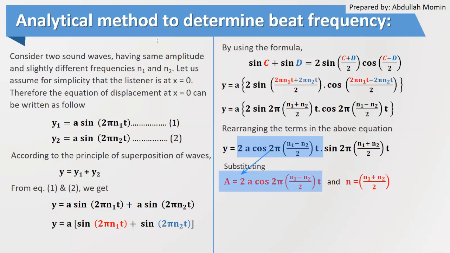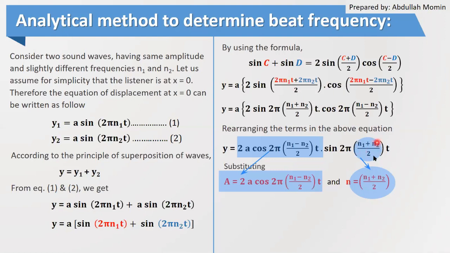And instead of (n1 + n2)/2, we are going to put n. And what is n? n is the mean frequency, because n1 is the frequency of the first sound wave and n2 is the frequency of the second sound wave, and when you take the average of these two frequencies, that will be your mean frequency, and your mean frequency is n.